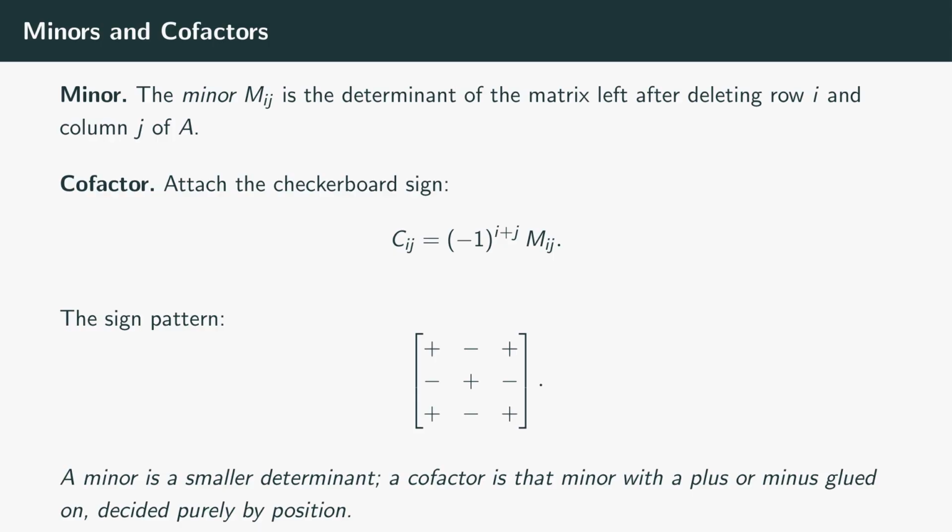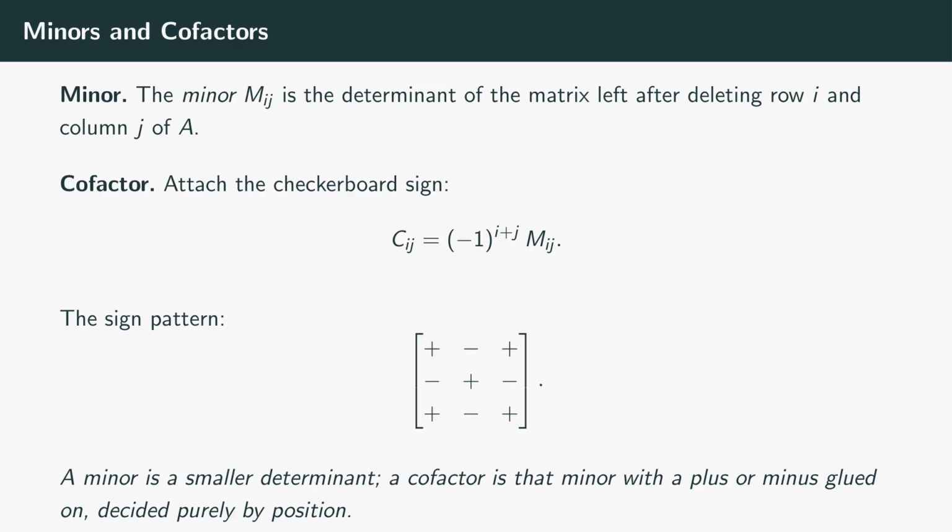Two definitions power everything in this episode. Start with a square matrix. Pick an entry, say the entry in row i, column j. Now cross out that entire row and that entire column. What remains is a smaller square matrix, and its determinant is called the minor of that entry, written m sub ij. The cofactor is almost the same thing.